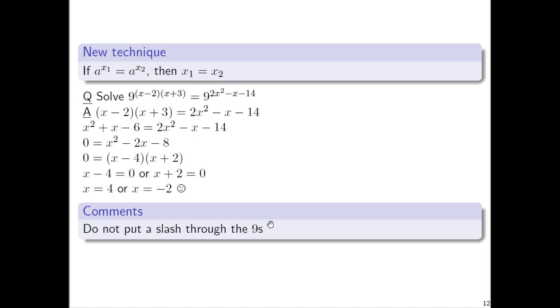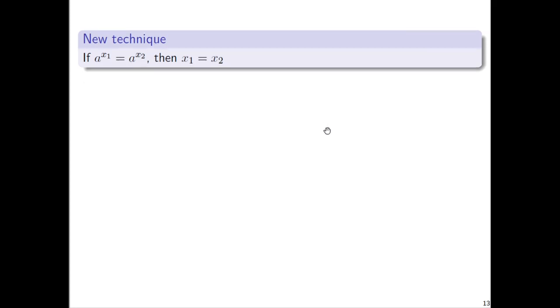Again, please do not put a slash through the 9s. It's so tempting to just want to draw a line through this 9 and a line through that 9. It causes misconceptions. People start thinking all kinds of things like 9 times x minus 2 times x plus 3. But it's not. It's 9 to the power x minus 2 times x plus 3.